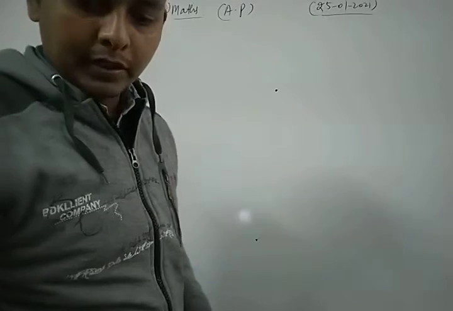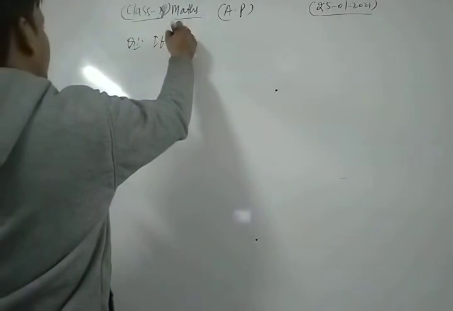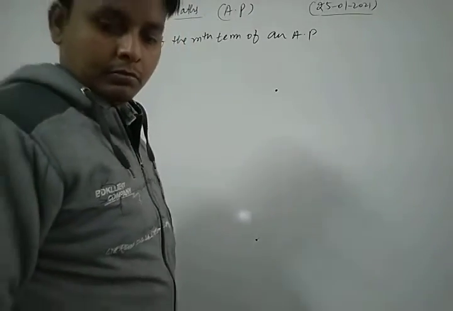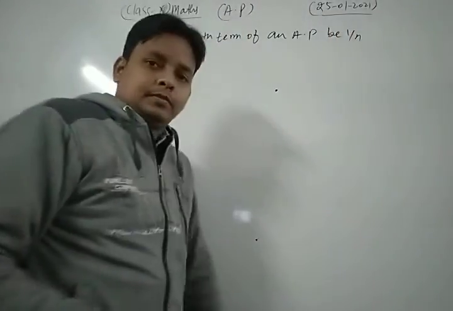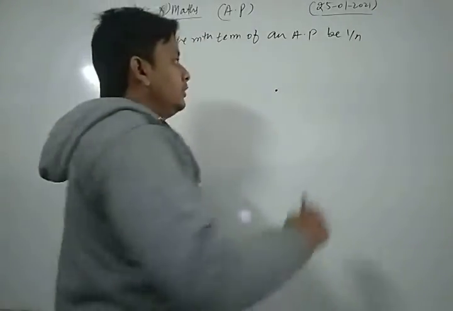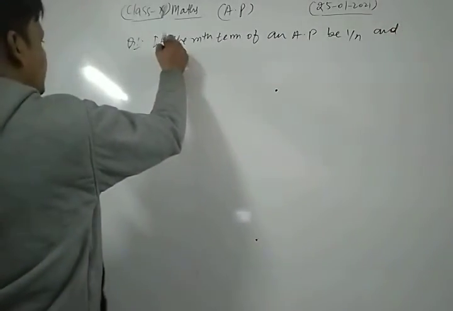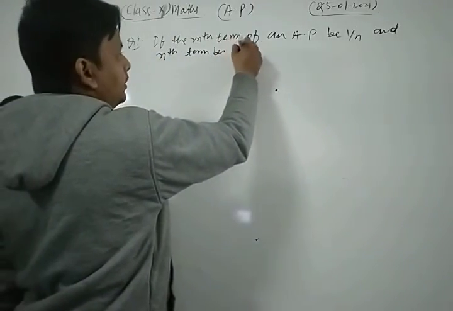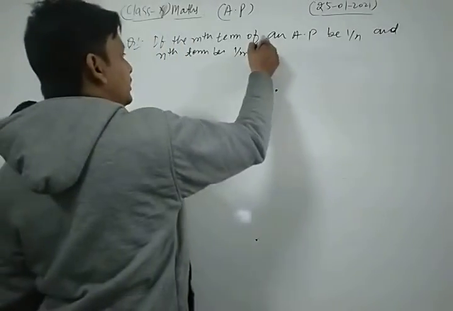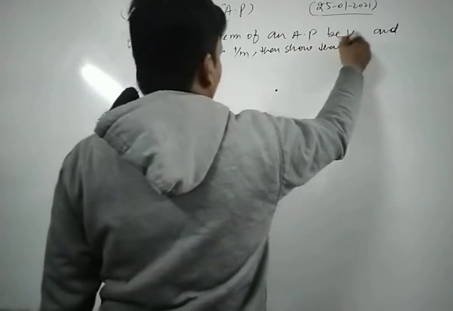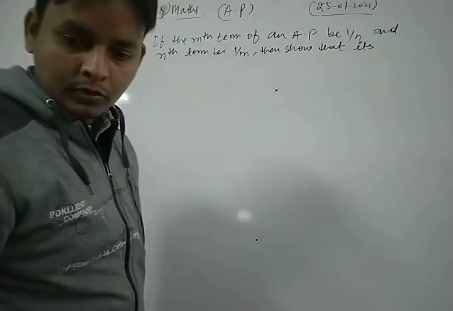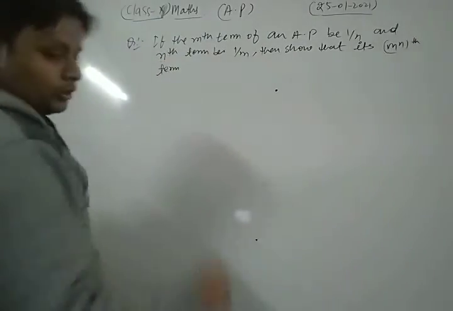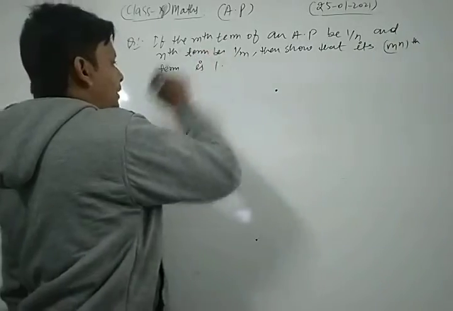Let's see, if the mth term of an AP be 1 upon n, and the nth term be 1 upon n, then show that its mnth term is 1.